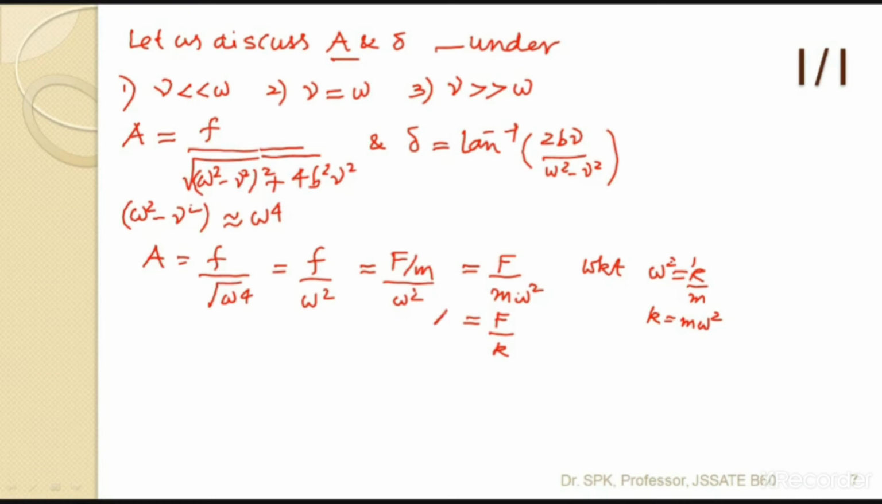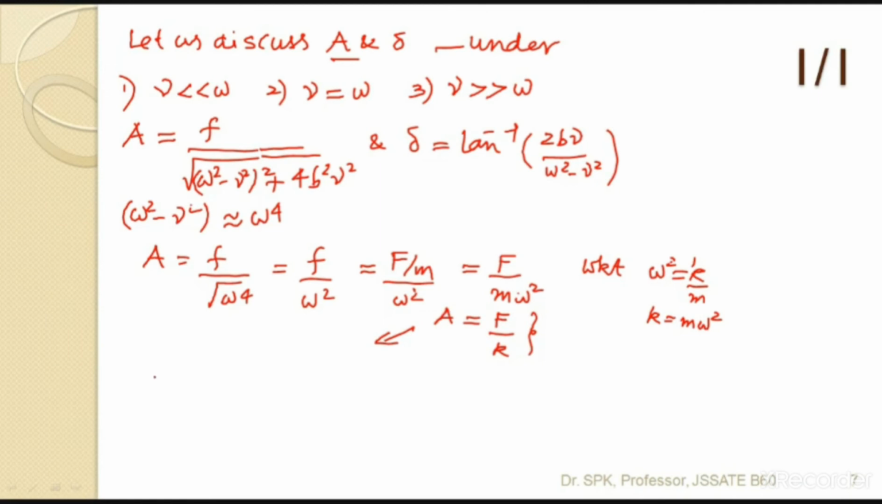So this amplitude is now equal to force by k, where k is the force constant. Now, what does this tell you? The amplitude is inversely proportional to the force constant. It depends on the force constant because of k. And it is proportional to the magnitude of the force. What is F? F is the magnitude of the force.